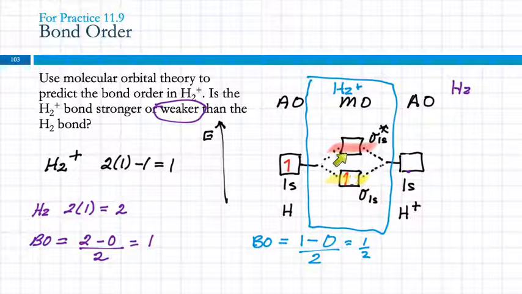Why are there no electrons in here? Because I'm going to put my electrons in the lower energy orbitals first. And so for the H2 plus, I only have one electron, and so I put it in here. I'm not going to put it in a higher energy orbital. It only goes in one place.